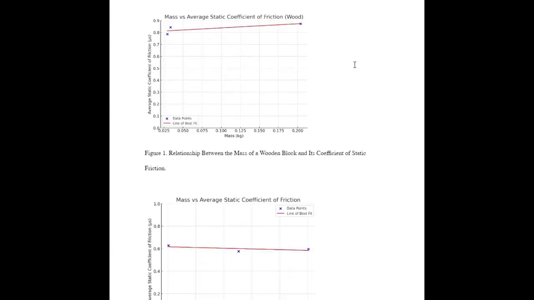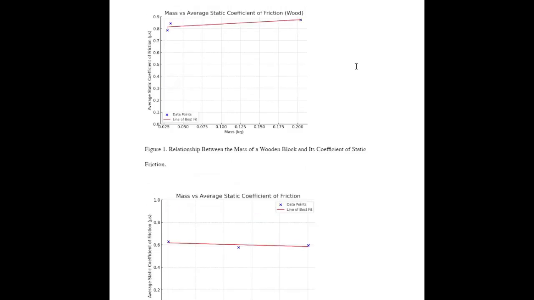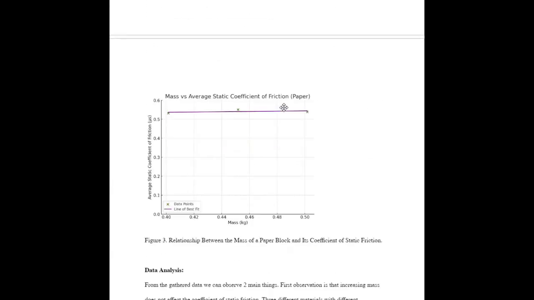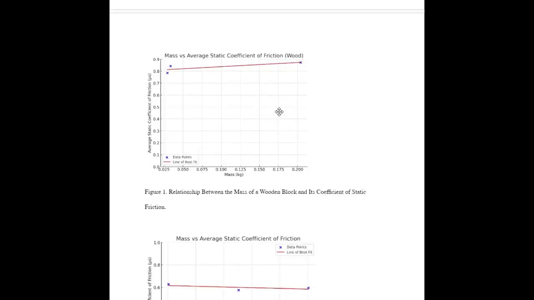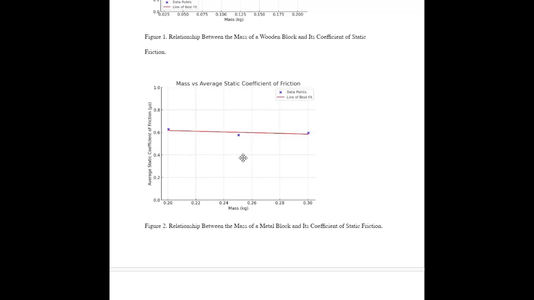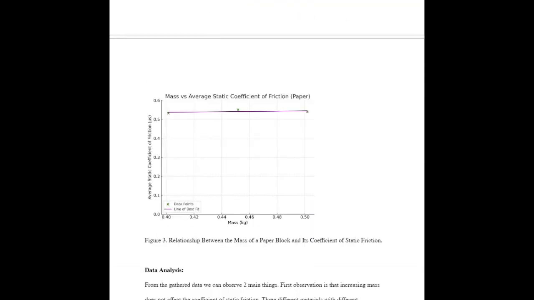We have also drawn the graphs of these, and theoretically, as you know, it should be a straight line. There is a very minor slope in all of these graphs, which happens due to very minimal error. So overall, these graphs do show that mass does not affect the static coefficient of friction, only the material of it does. And we have shown you how to find it here in this video.